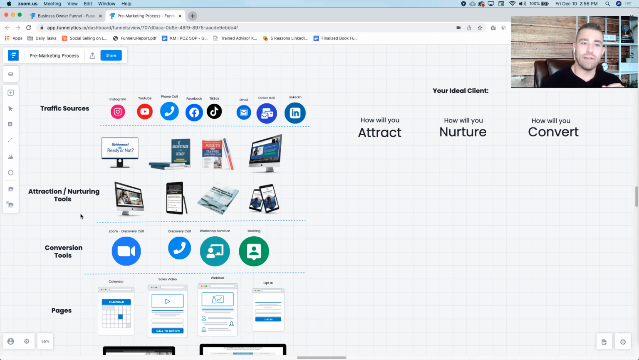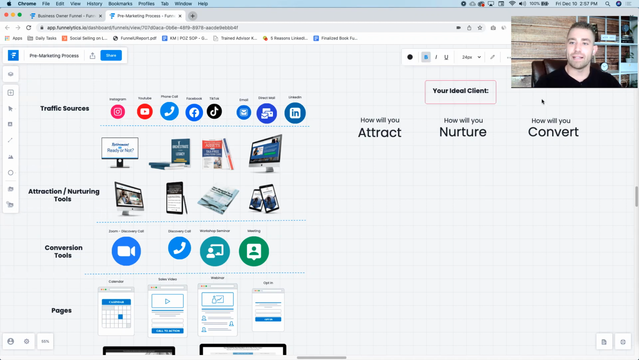All right. So on the left-hand side of your screen, what you're seeing is essentially the toolbox of everything that we can use inside of our marketing campaigns. We have traffic sources, we've got attraction and nurturing tools, we have conversion tools, we have different pages. But again, you do not have to use each and every one of these things, all right? So on the right-hand side of the screen, this is what I want you to focus on, all right? These are the 4 steps that I will take you through. And once you have these down, again, it's just plug and play at that point, all right?